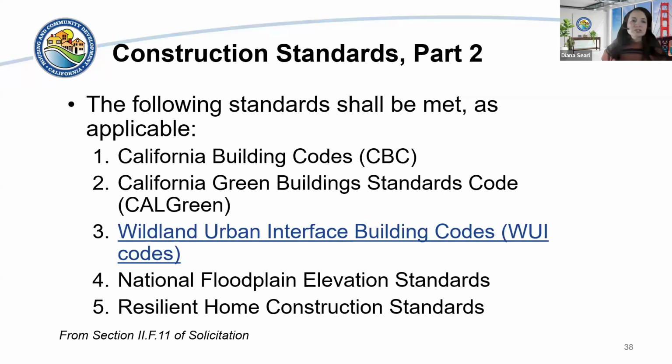The following standards shall be met as applicable: the California Building Codes, the California Green Building Standards Code, also known as CalGreen, the Wildland Urban Interface Building Codes, WUI, National Floodplain Elevation Standards, and Resilient Home Construction Standards. Additional details on these can be found in the solicitation.